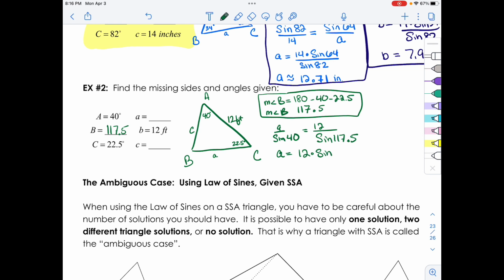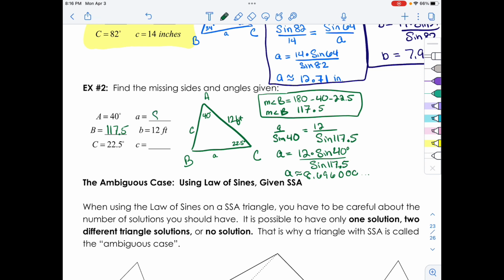So I've got 12 times the sine of 40 divided by the sine of 117.5 as my first one to find a. And be careful with parentheses in your calculator. Depending on the calculator that you have, you need to make sure you close the parentheses around your sine input value. So I get that a is approximately 8.69600. I've been rounding to 2 decimal places, which I will continue to do.